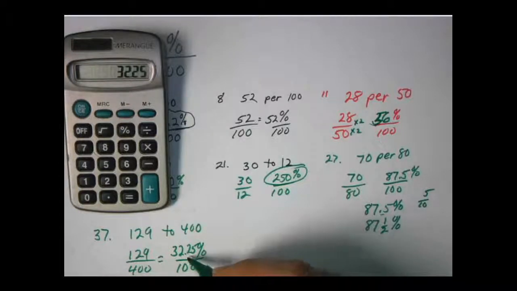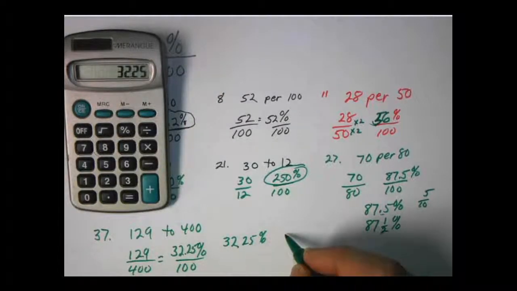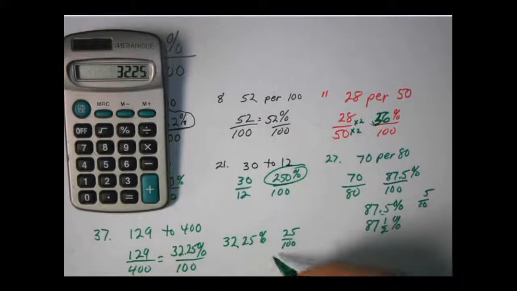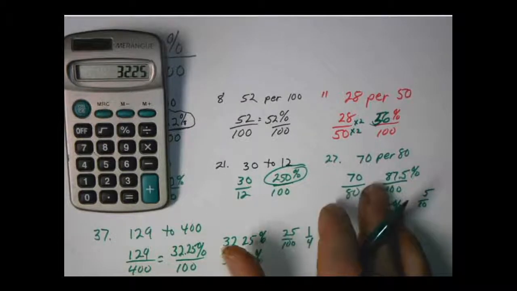Again, we can change this if you want. 32.25%. Well, 25 hundredths can be reduced to 1/4, correct? So we could have 32 1/4%. Either way is fine. Whatever you want to do, I'll accept both answers.